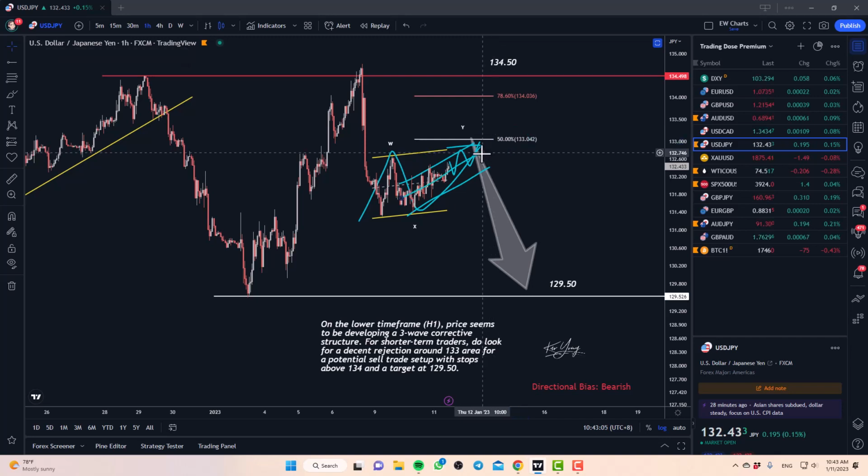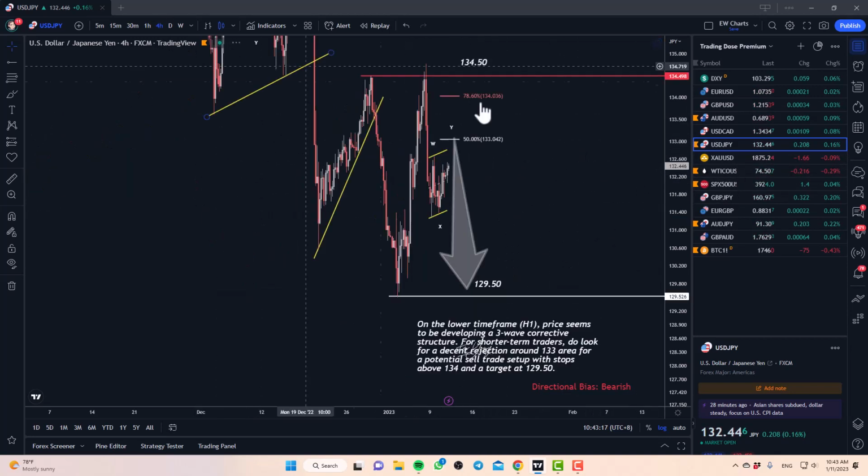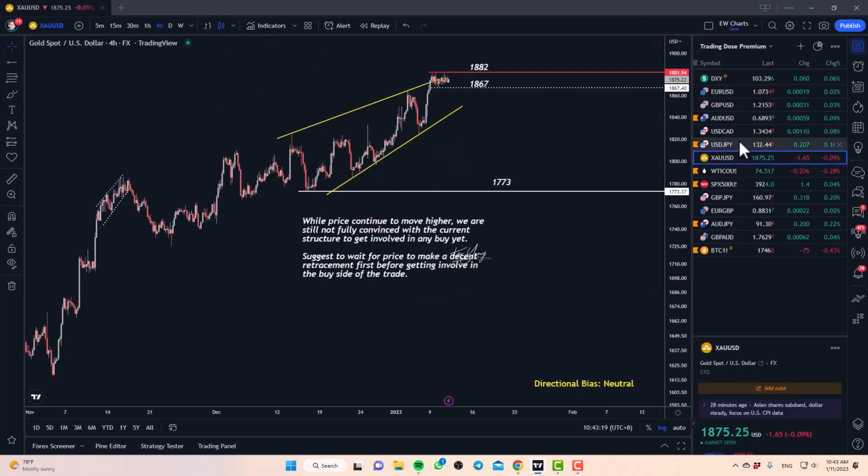Okay, so over here anyway, you just keep an eye on it. Cool. So this is on the dollar yen. Keep an eye on the downside. Okay, look out for how the market's going to develop on the shorter time frame. And then we have the gold chart over here.